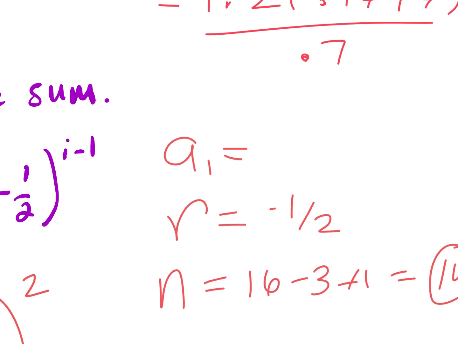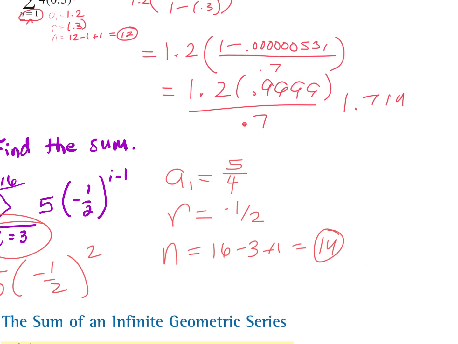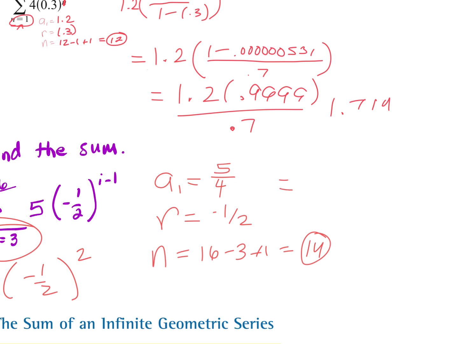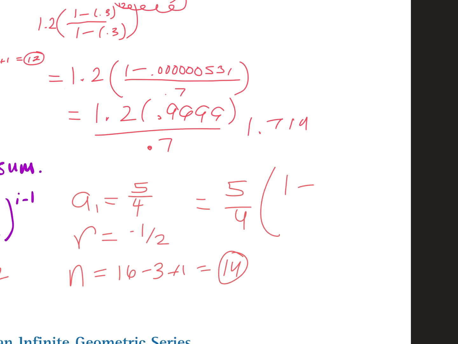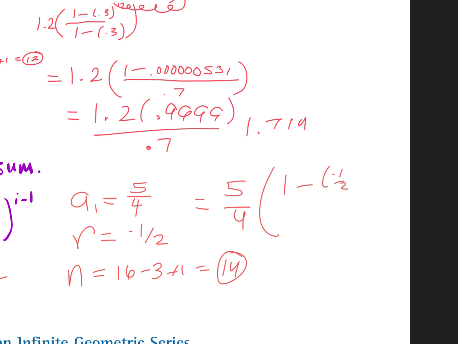Okay. So if you want to keep it as a fraction, perfect. If you change that to a decimal, is that a terminating decimal? 1.25? Depending upon what the test says is how you need to keep it. If it says no decimals, then keep it as a fraction. If it doesn't say, then decimals are fine. So now we just plug this into the formula. What is the formula? I need my first term, which is 5/4 times 1 minus, what's my common ratio? Negative 1/2 to the what power? 14th power over 1 minus what? Negative 1/2.